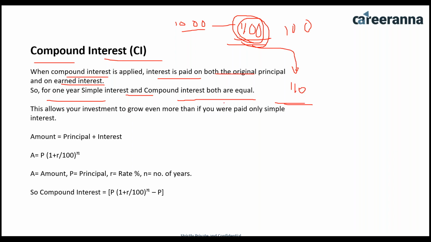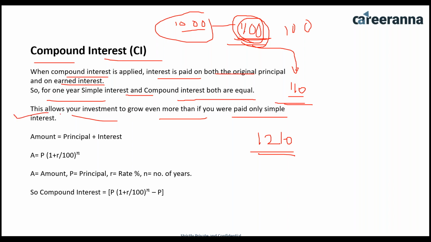Very easy to understand. This allows our investment to grow even more than if you were paid only simple interest. Now if I take it for 2 years, the sum was 1,000, I have to pay 1,200 if I pay simple interest for 2 years, right? And if I take it on compound interest, then I have to pay 1,000 plus 100 for the first year plus 110 for the second year. So the total amount would be 1,210. It is greater than 1,200. So this statement is true. Okay, so what is amount? Amount is principal plus interest.